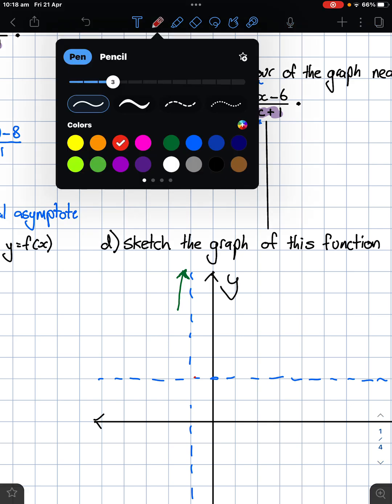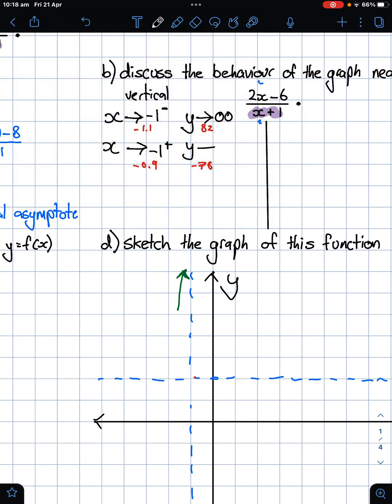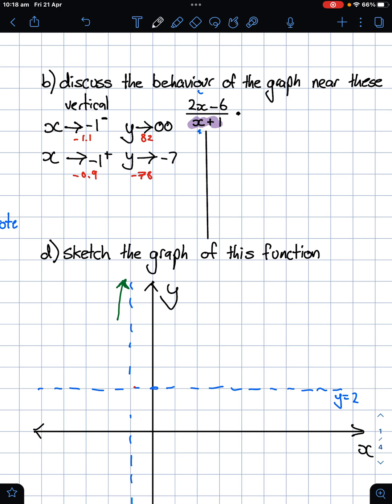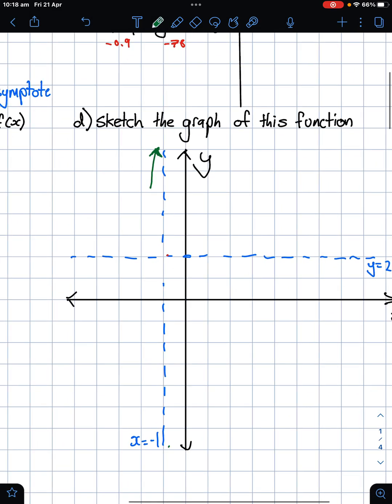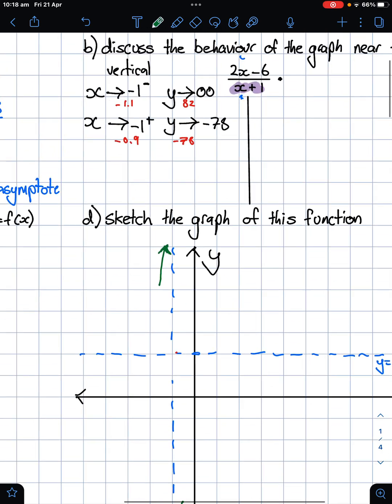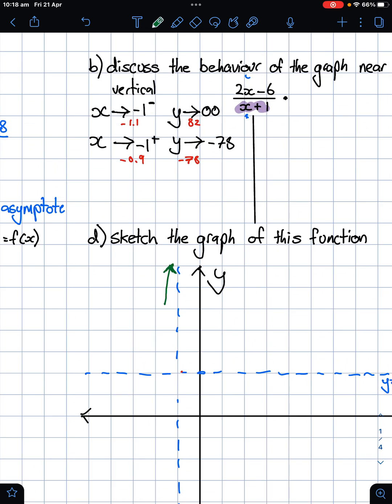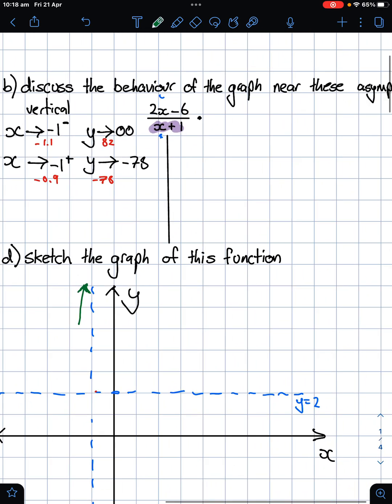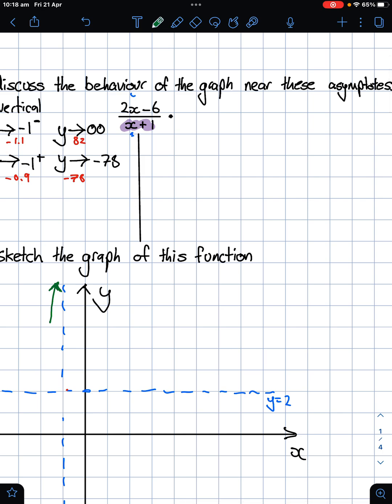So this is a really good hint that I'm going, well, y approaches negative 78. So I now, in my graph, know that when I'm approaching from the positive side, I'm down here, and that's how I approach this asymptote. Cool.